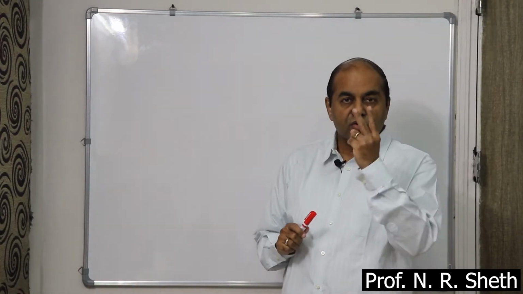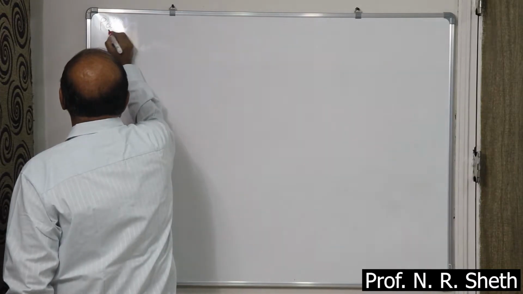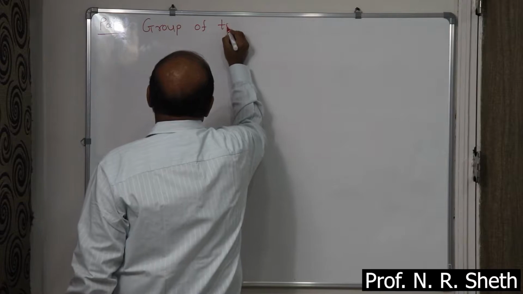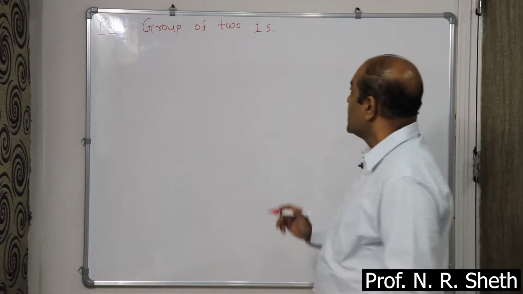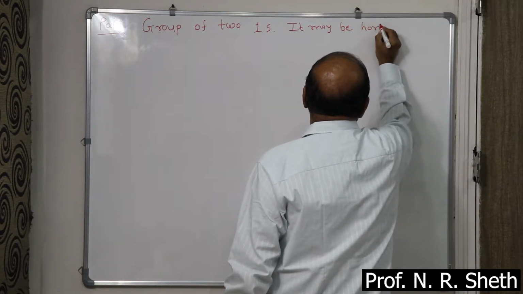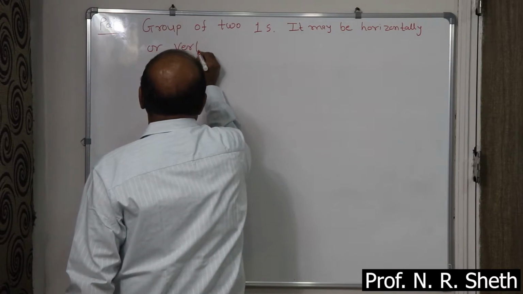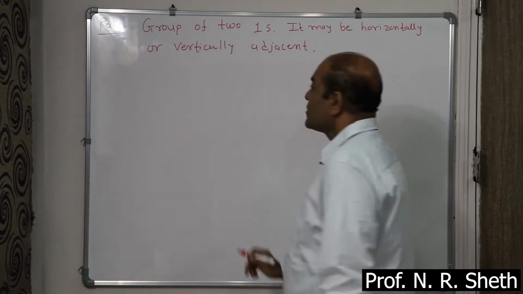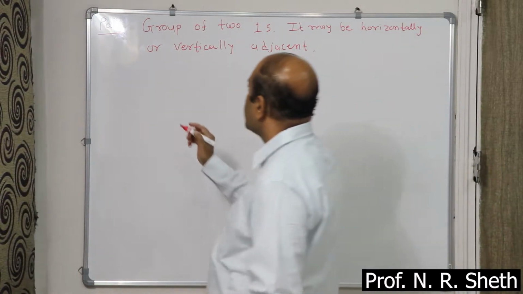Pair means a group of 2 ones. It may be horizontally or vertically adjacent. I am going to explain it in the K-map, but remember it is a group of 2 ones either horizontally or vertically. That is point number one.